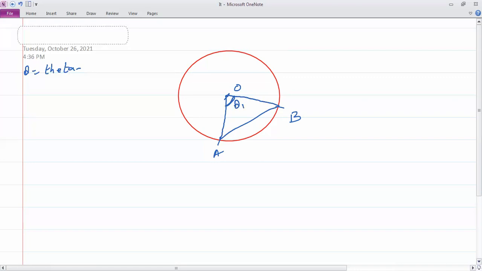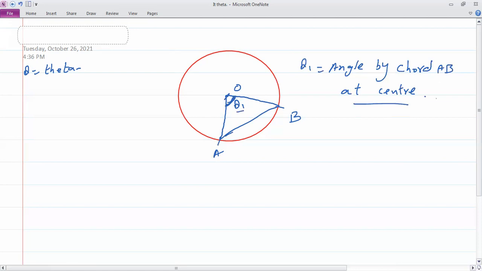So let's say the center angle is theta 1. What I will say this is the angle by the chord. What is theta 1? Theta 1 is the angle by the chord AB at the center. I mean, this is the chord. So take this chord to the center, the angle made, that I will say is the angle by the chord AB at the center.